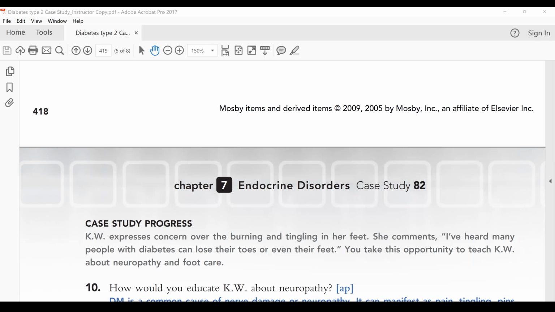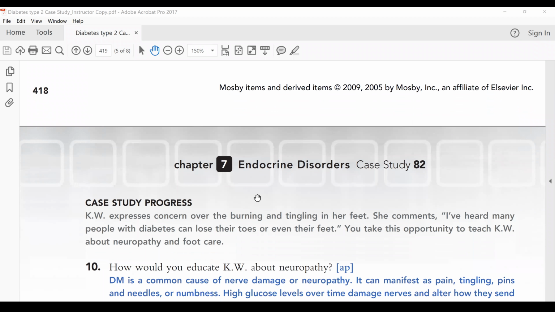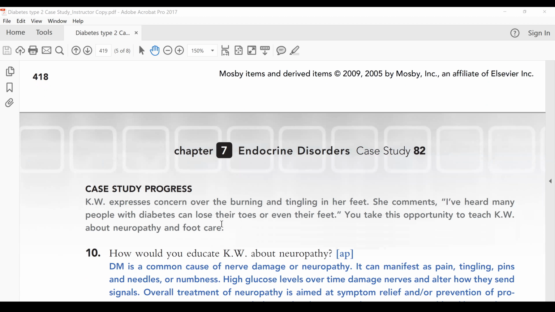Okay. All right. So this is what we're going to tell them about the neuropathy. Sorry about that, Ricky. So they're going to have nerve damage, and it can manifest as pain, tingling, pins and needles, or numbness. High glucose levels over time damage the nerves and alter how they send signals. And that can be anywhere, because that can happen in the heart. So they may not feel chest pain.